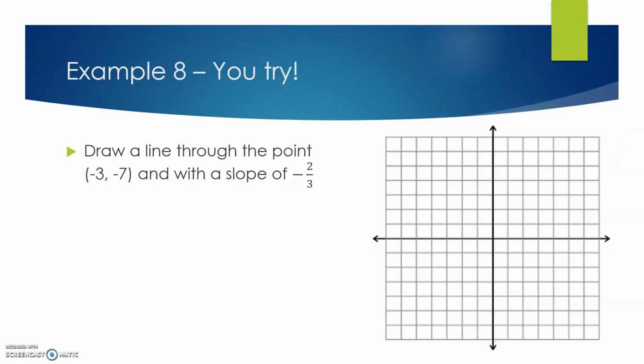All right. Draw the line through the point (-3, -7), and with a slope of -2/3. Pause the video, come back, and check your work.